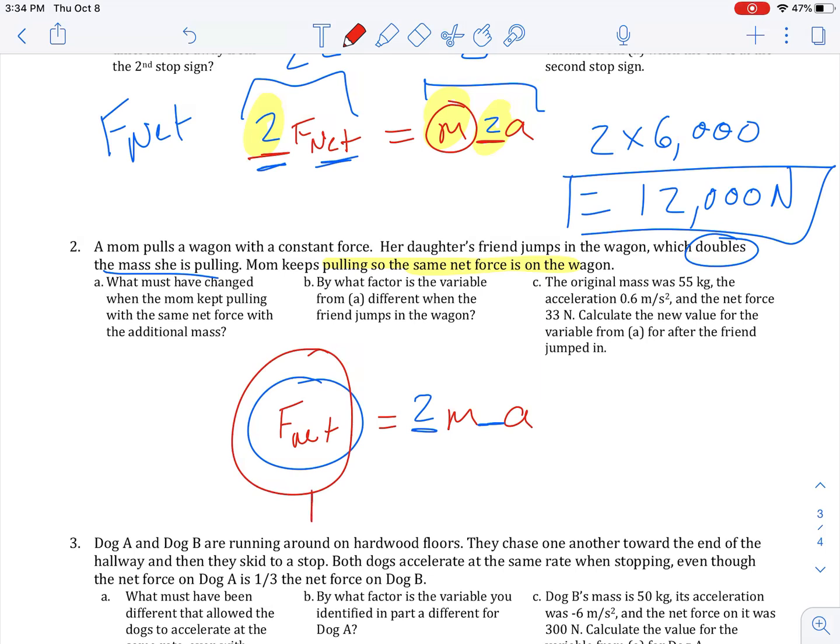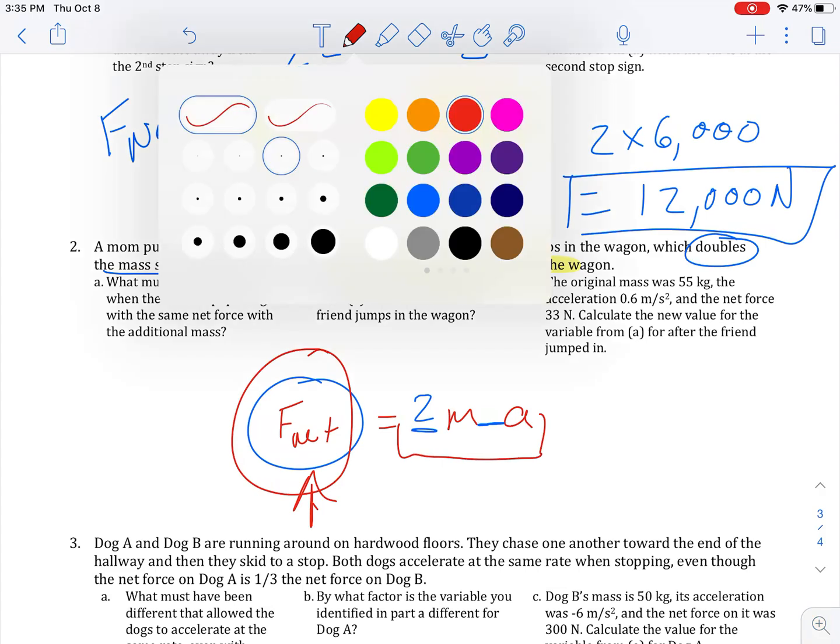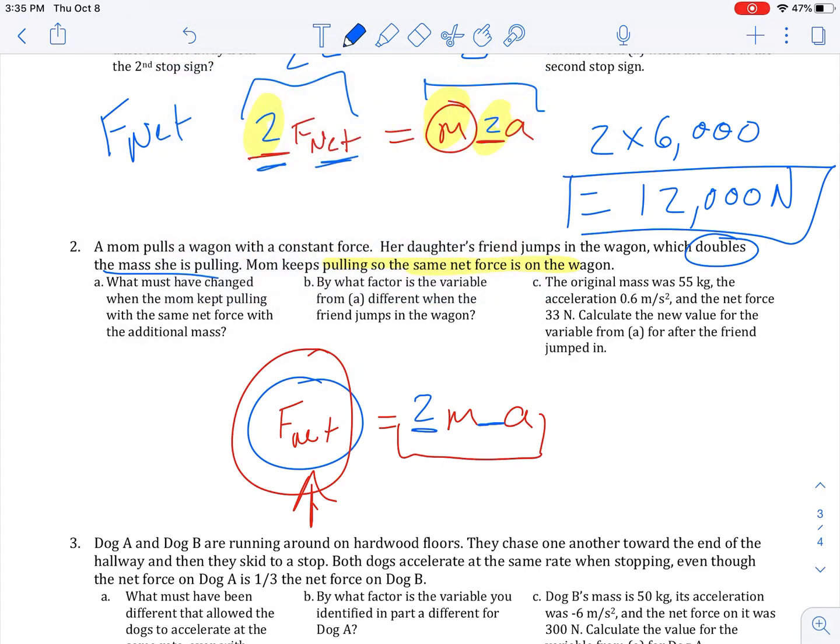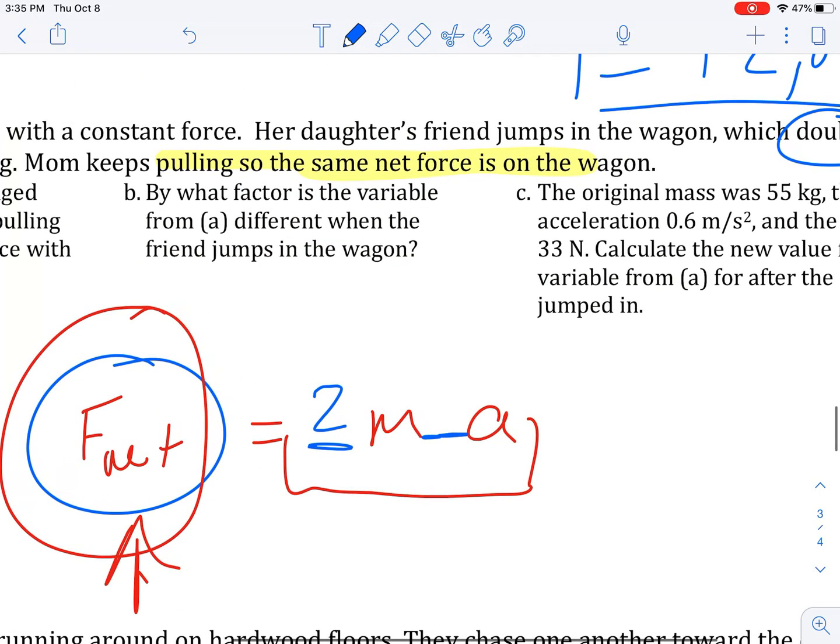Nothing. This side stayed the same, right? It didn't change. So we need nothing to happen on that side as well. We need that side to not change. How do we make that side not change? Well, we do it by making the acceleration have a 1/2, so that this 1/2 cancels with the 2, because 2 times 1/2 is 1, which means we're not changing.